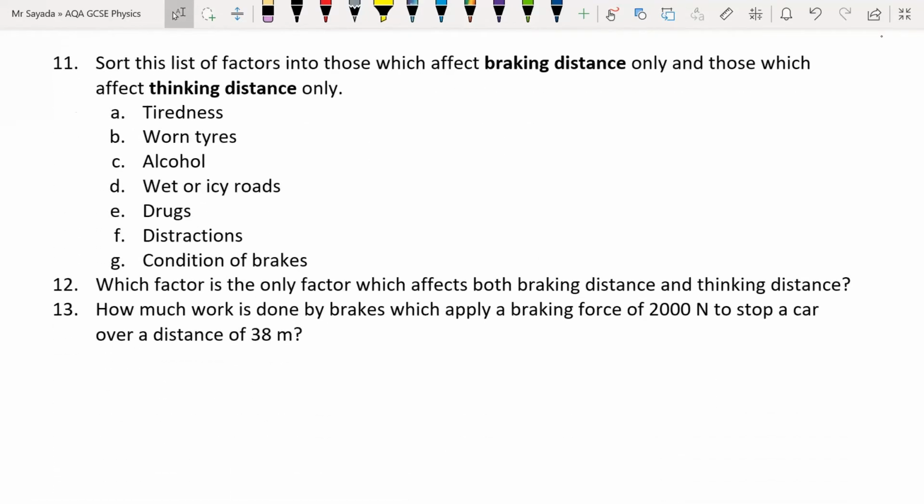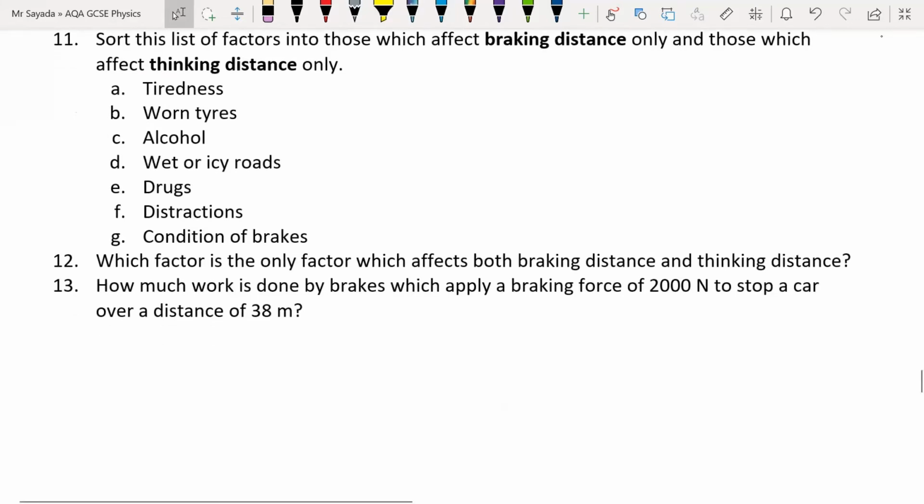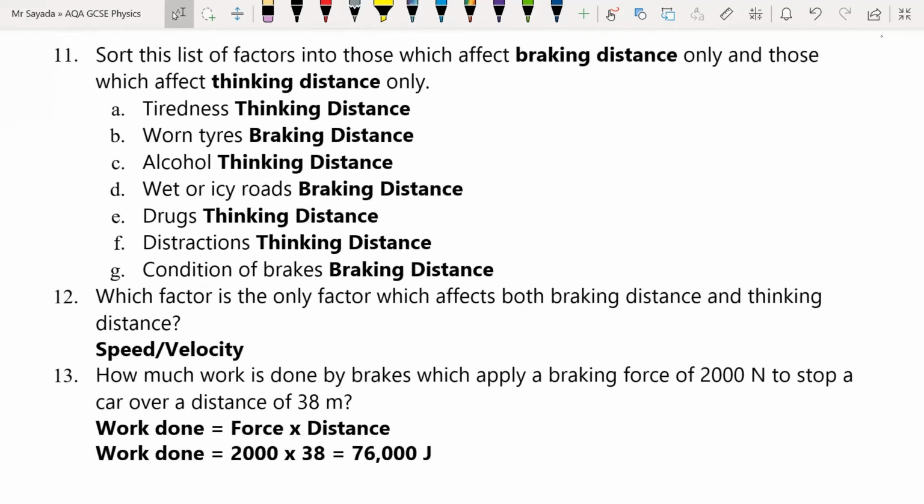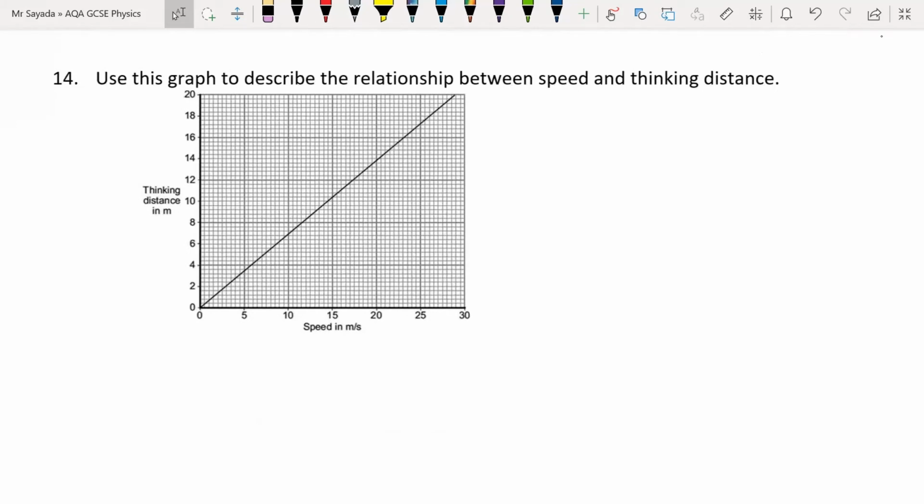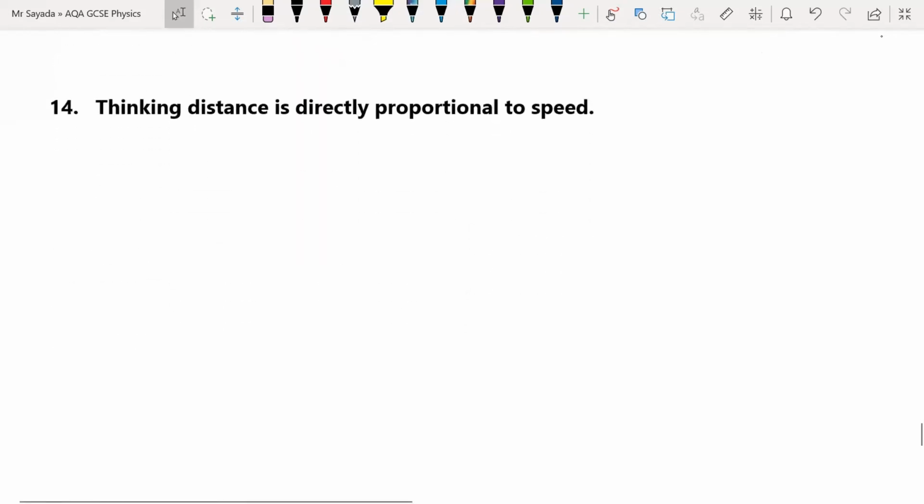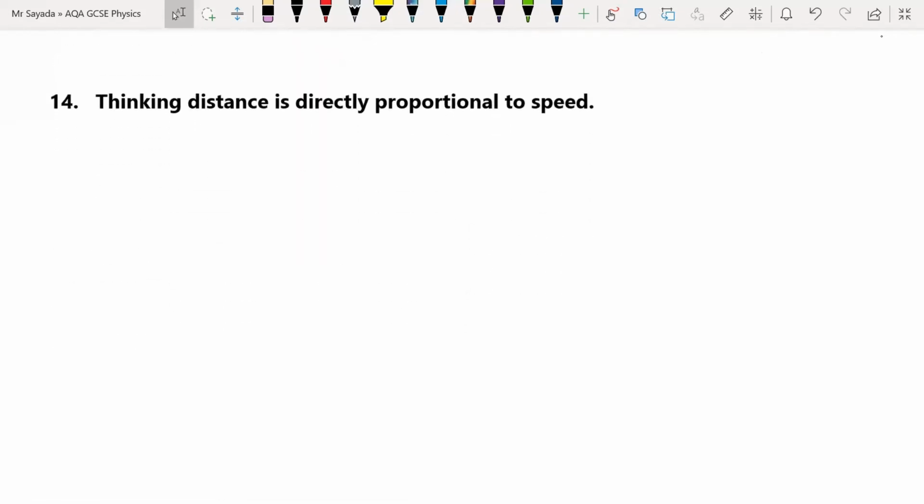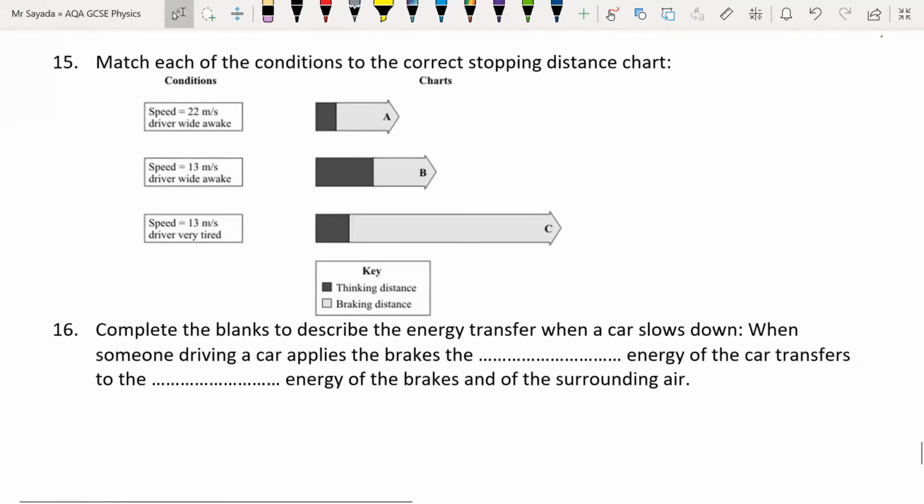Pause the video to do these questions, press play once you've done them. You should have now done these questions. Pause the video to mark and correct those questions. Press play once you've done that. You should have now marked and corrected those questions. Pause the video to do this question. Press play once you've done it. You should have now done this question. Pause the video to mark that question. Press play once you've marked it. You should have now marked that question. Pause the video to do these last two questions. Press play once you've done them. You should have now done these last two questions.